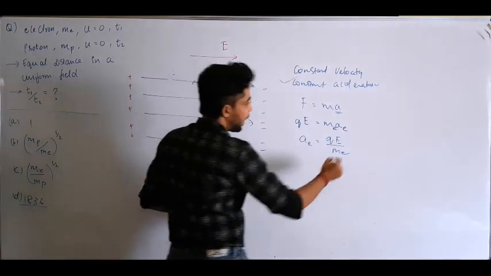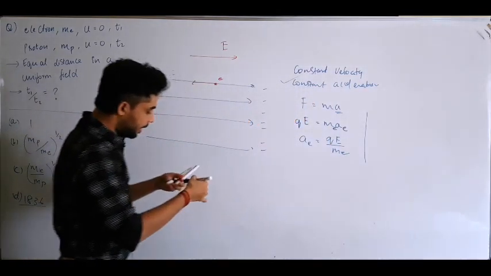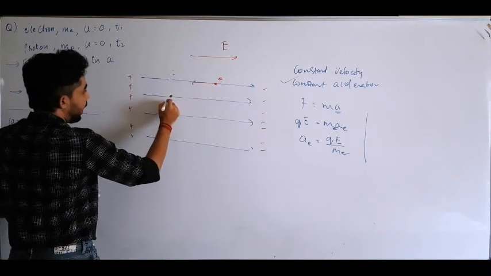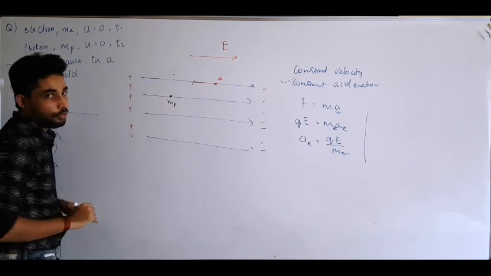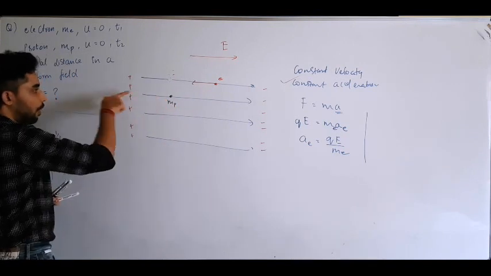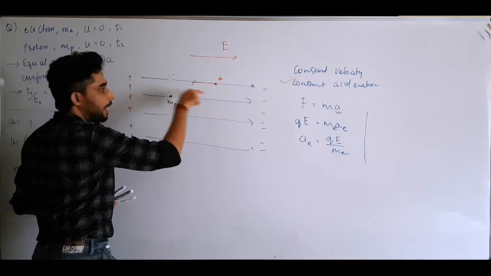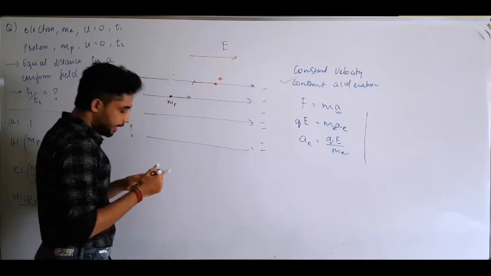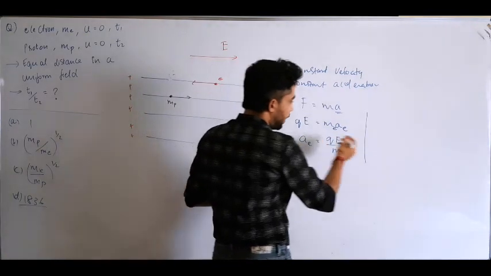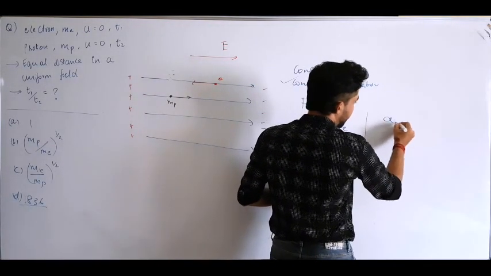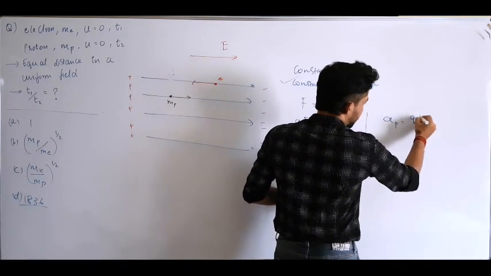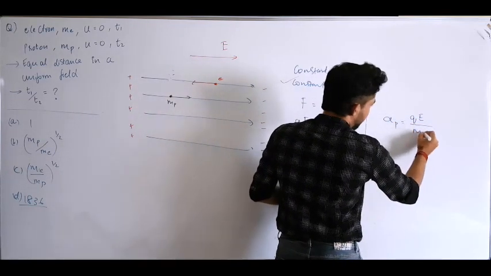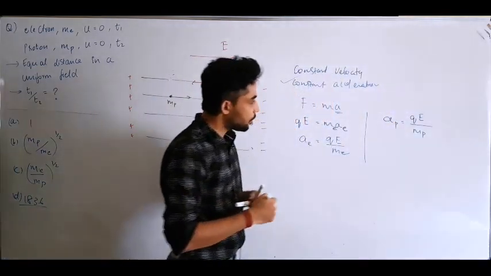In the same way I can find it for a proton. Say suppose we take a proton of mass mp. If it is a proton, we know positive charges will repel and negative charges will attract. So the proton will be accelerated like this. Same way I can write the expression for the proton: ap is equal to qE, the charge of the proton being plus q, divided by mp. The electric field is the same, the mass will be mp.